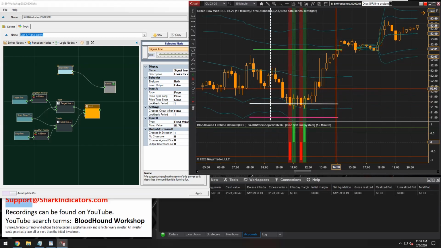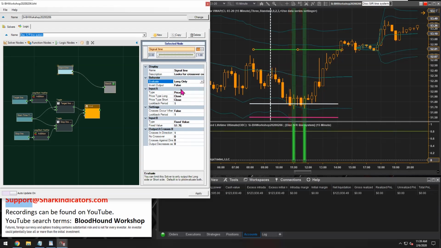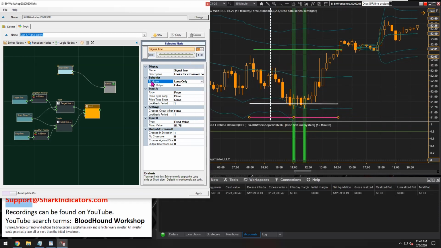And so in this situation, since our target is above, this would be looking for a long today. So I guess there's another adjustment that will need to be made for the day, which is the evaluate here. So I will just have to say long only. So we're going to evaluate long only signals when our support resistance lines are looking for a long trade setup. So there we go.